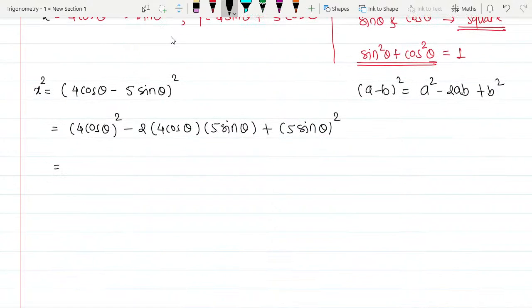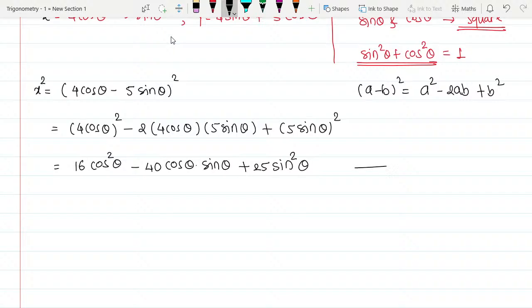Solve this. 4 square is 16, cos square becomes cos square theta. Okay, minus 2 into 4 into 5. 5 into 4 is 20, 20 into 2 is 40. So it is 40, and we have cos theta into sin theta as it is. Plus 5 square is 25, and sin theta ka square becomes sin square theta. Okay, so this is my equation number 1.